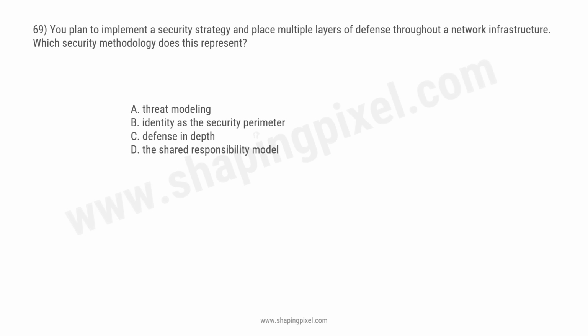So question number 69. You plan to implement a security strategy and place multiple layers of defense throughout a network infrastructure. Which security methodology does this represent? And we have four options. Threat modeling. Option B, identity as the security perimeter. Option C, defense in depth. And option D, the shared responsibility model. So the right answer here is option C, defense in depth.